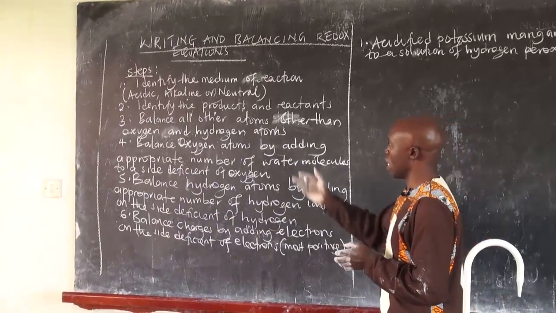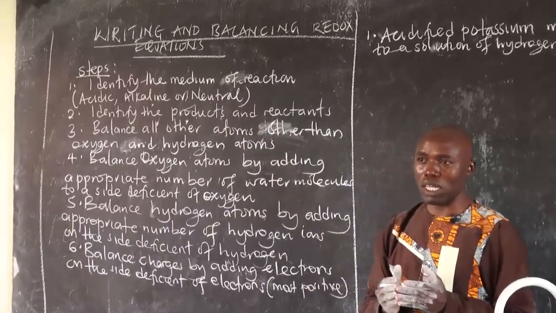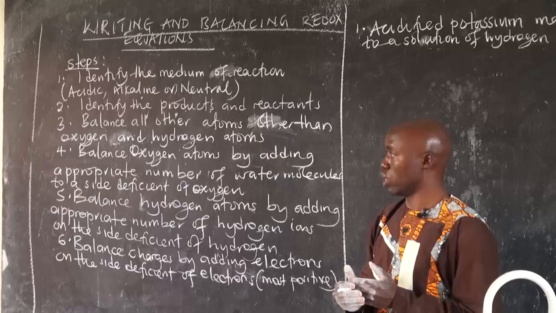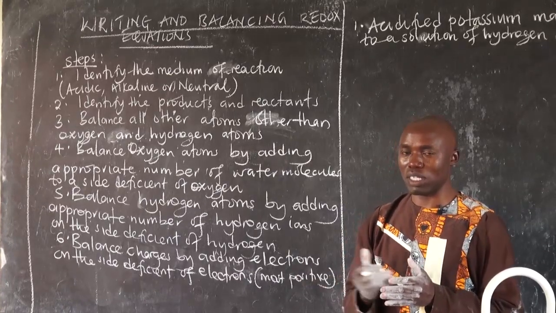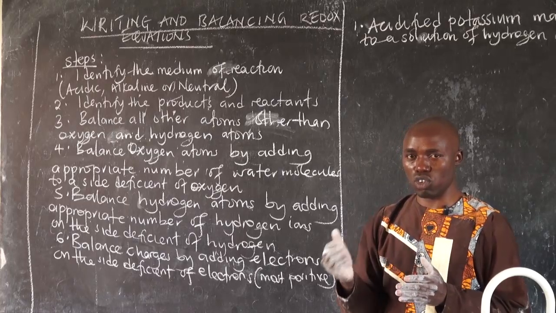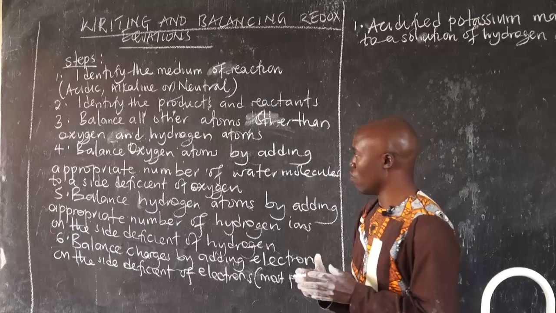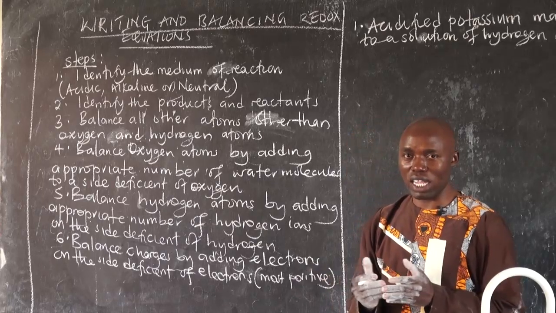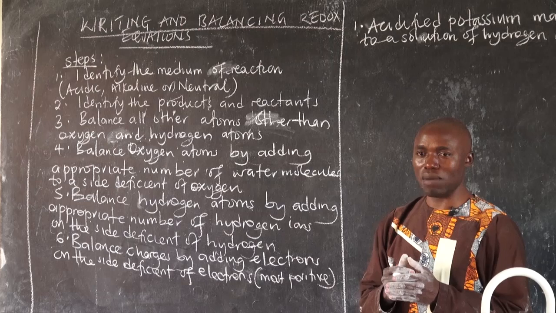Step 1, identify the medium of the reaction. The medium can be identified from the question. If the question says acidified, the medium is acidic. If the question says neutral, the medium is neutral, or there is water as a medium. If the question says alkaline, then the medium is an alkaline medium.